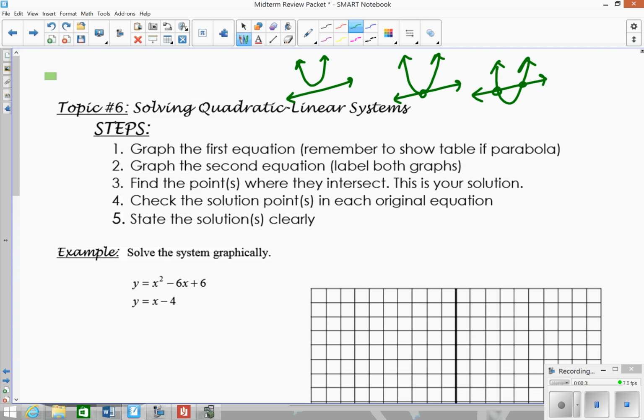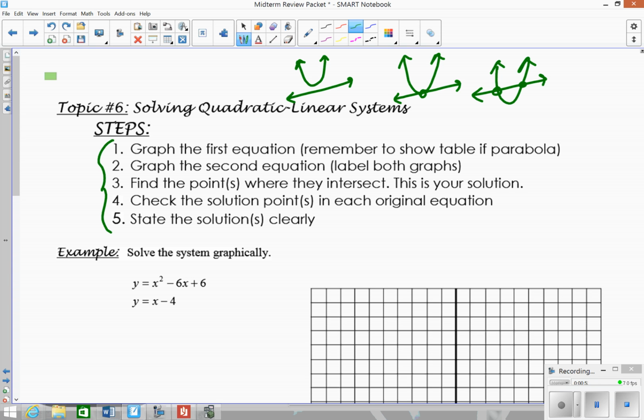So the steps that you're going to go through are these 5 steps. First thing you're going to do is graph the first equation, then you're going to graph the second equation. Make sure you show your tables, make sure you show labels, make sure you put a scale on your graph. All of those different things, label the axes, are important.